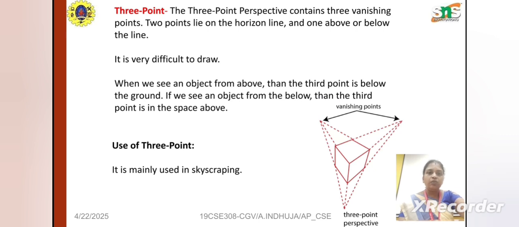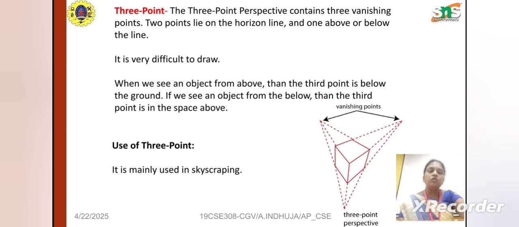The next one is 3 point. It is mainly used for skyscrapers. When we have 3 principal vanishing points, those types of projection come under the 3 point category. It is very difficult to draw because, when we consider a realistic object being put onto the screen and the 3 point vanishing structure comes into play, we have to consider 3 converging points.